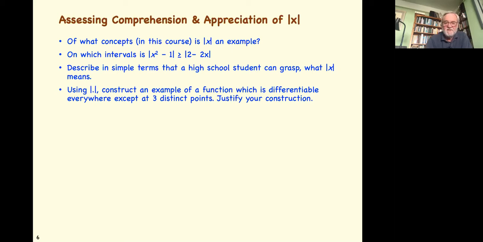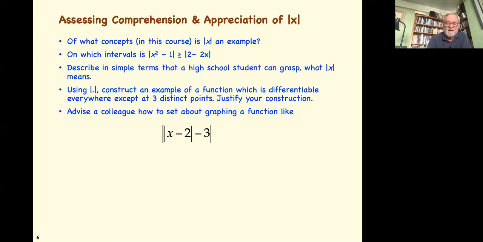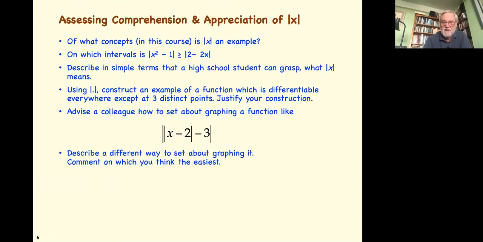This is another one about constructing an example. Using the absolute value, construct an example of a function differentiable everywhere except at 3 distinct points. Notice it's not just one, because that's the classic one, but I've just extended it a little bit in order to make the students think a little bit further. Justify your construction. And I came up with this question, which I've never used before. Advise a colleague how to set about graphing a function, in this case, a double absolute value. But the core of the question is, describe a different way to set about graphing it, and comment on which you think is the easiest. Now, if that doesn't reveal a real comprehension and appreciation of absolute value of x, I don't know what would.